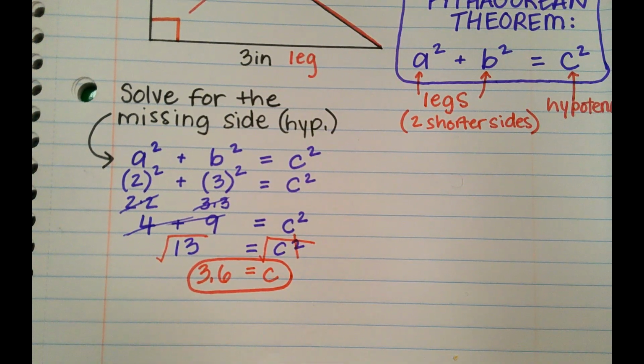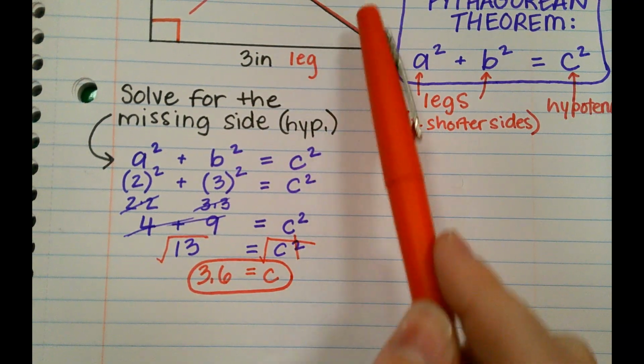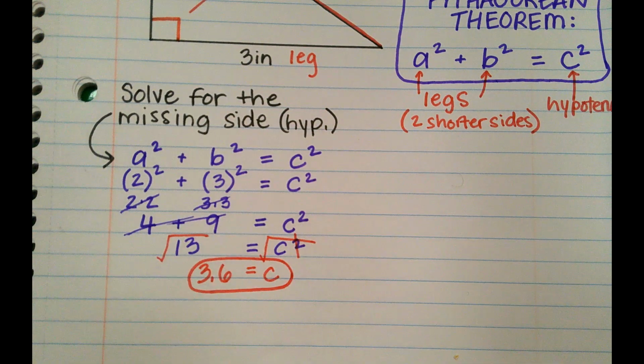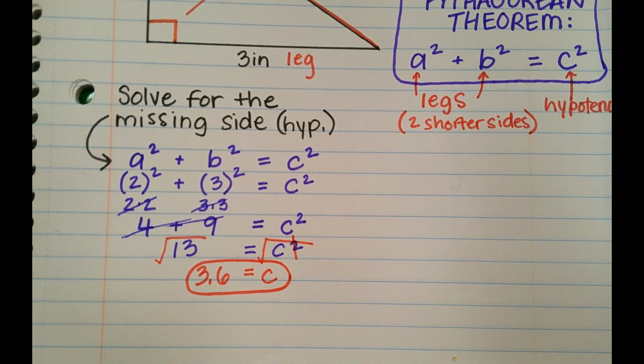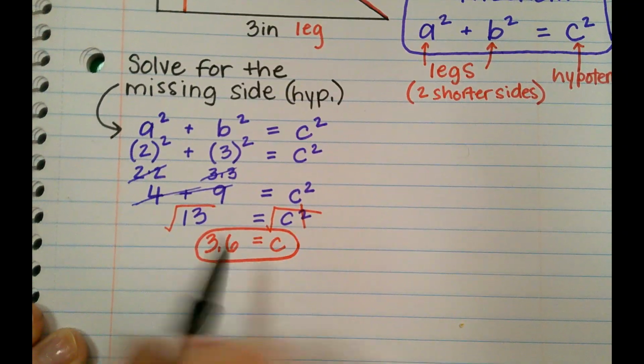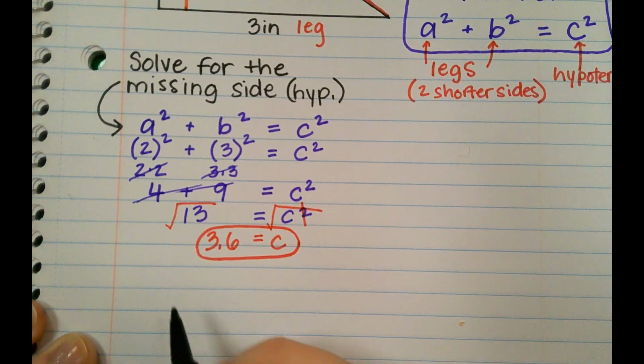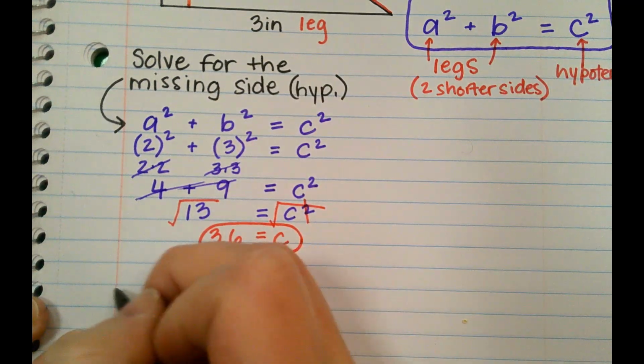The only thing that could make this one step trickier is if we are not solving for C, if we're not solving for the hypotenuse. Because sometimes you'll be given the hypotenuse and you won't have one of the legs. So we'll have a little bit of rearranging to do. So this is an example of solving for the hypotenuse. I want to show you an example of solving for a leg. So right below that, I'm going to write another little title that says solve for the missing side, and in parentheses it will say leg.